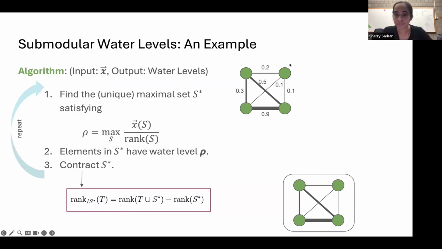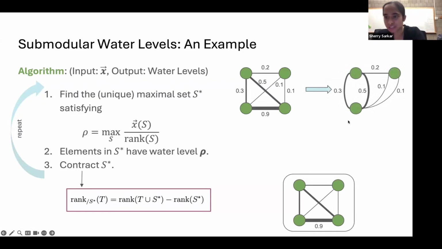That's it. For example, in this graphic matroid here, I have written down the x values on the edges, and how bold the edge is is proportional to how filled it is right now. You can just take my word for it, but it turns out this single edge right here is the unique maximal set S star in this first iteration. So I'm going to assign it water level 0.9, and then I'm going to contract it.